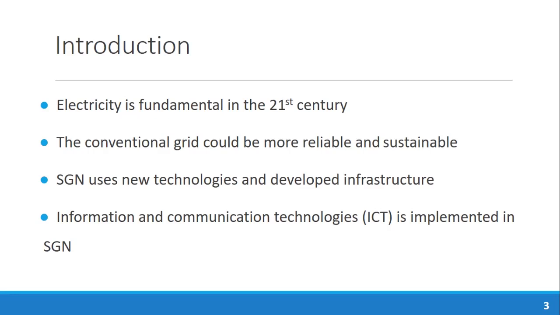So what is Smart Grid Networks? We can say that Smart Grid Networks is an emerging technology that utilizes developed infrastructure to overcome these different upcoming challenges. Smart Grid Networks is heavily based on information and communication technology, ICT, which grants the network the ability to introduce more features to the customers and service providers.